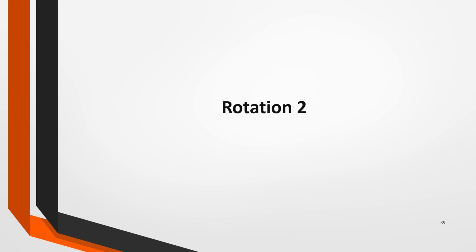Let's look at rotation 2. Now, if rotation 1 has our setter in right back, then rotation 2 probably should have our setter in middle back.